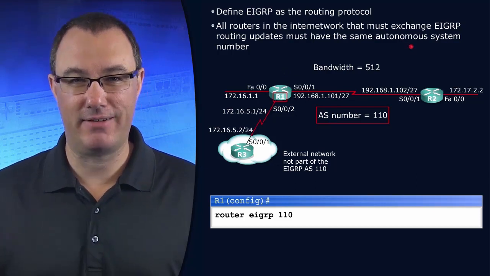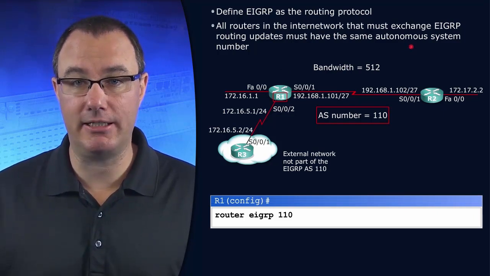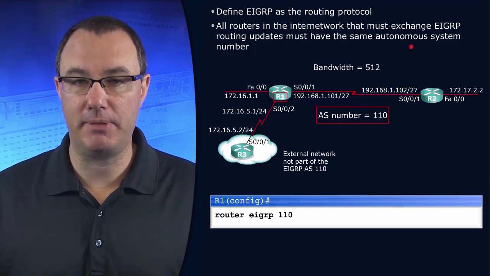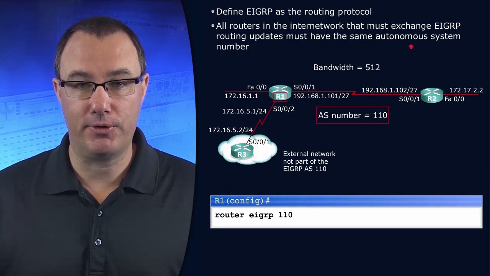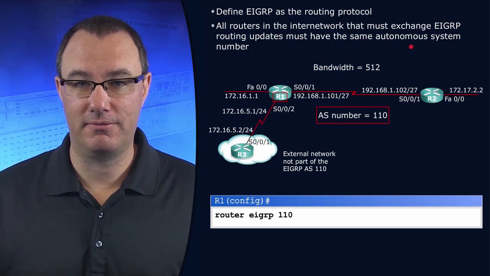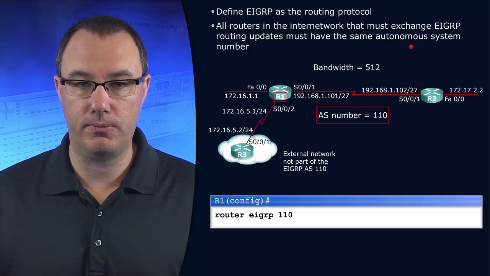By the way, this doesn't have to be a registered value, and it shouldn't match your BGP autonomous system number. BGP ASs and EIGRP ASs are similar, but also very different. BGP ASs, those have to be registered. So let's go to our environment and test this out.